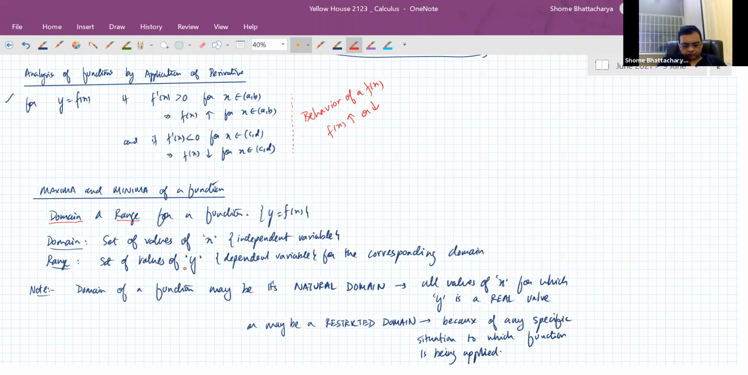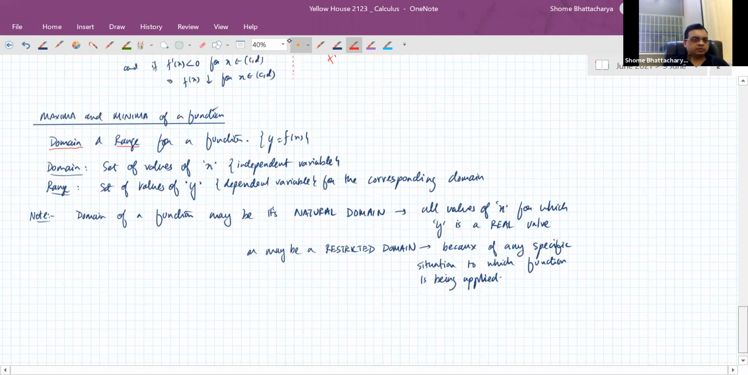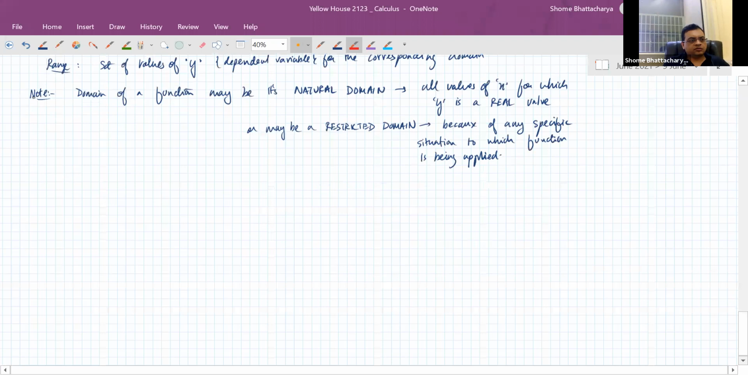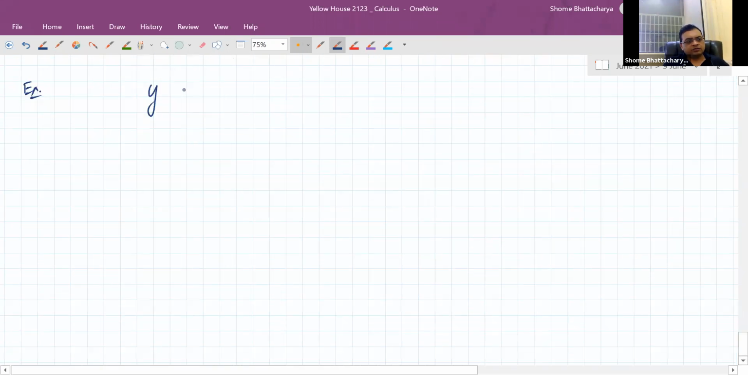Okay, so let's look at the concept of domain and range with a couple of examples. For example, if I have the function y is equal to x square, then we can see that the natural domain is that x belongs to the set of all real numbers.